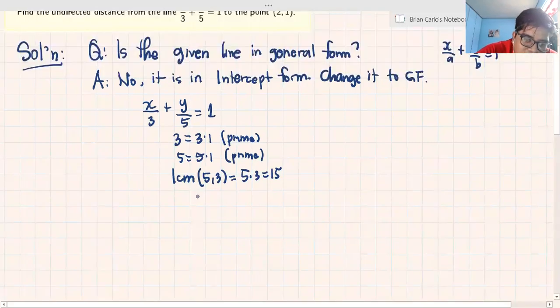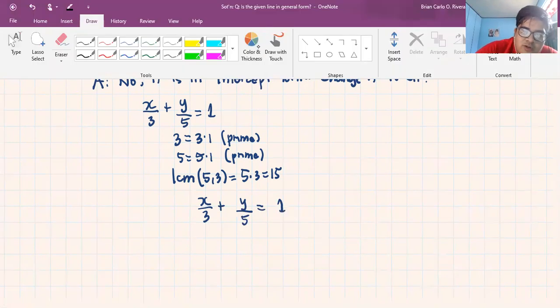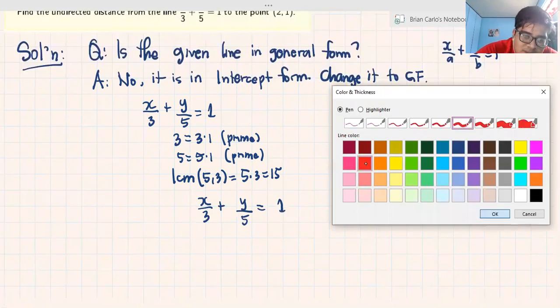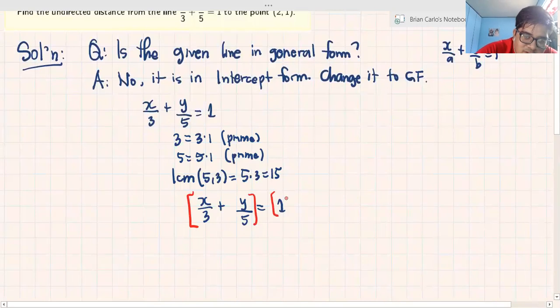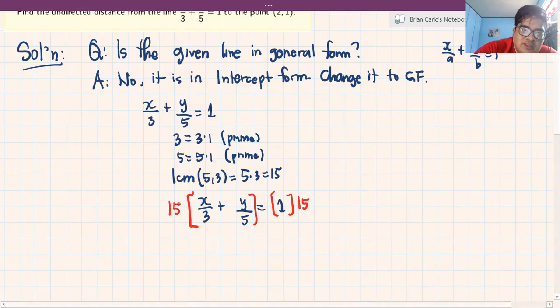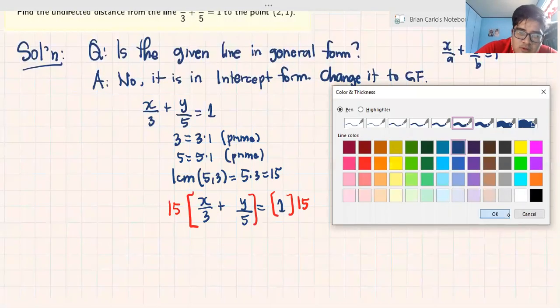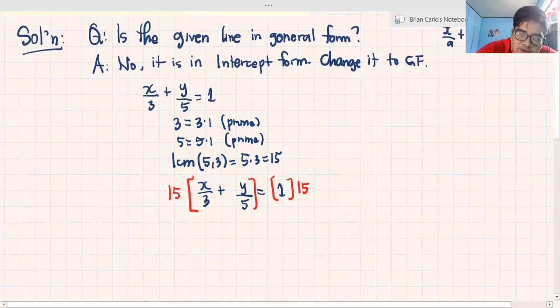Isusulat natin yung given na x over 3 plus y over 5 is equal to 1. Change tayo ng color. Gawin nating red to indicate na i-multiply natin siya both sides of the equation by the number 15. Diba? Ganyan. So, balik tayo sa blue. Okay. Magiging 15 divided by 3 is 5 multiplied by x is 5x. Plus 15 divided by 5 is 3 multiplied by y is 3y. And 1 multiplied by 15 is straightforward 15.